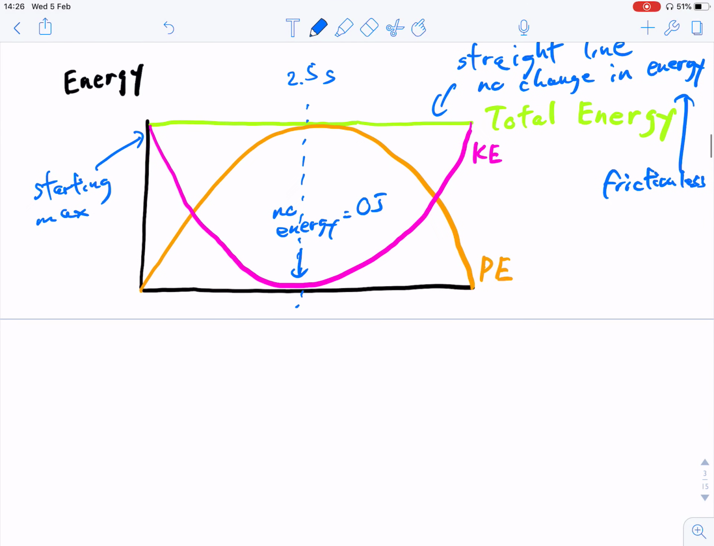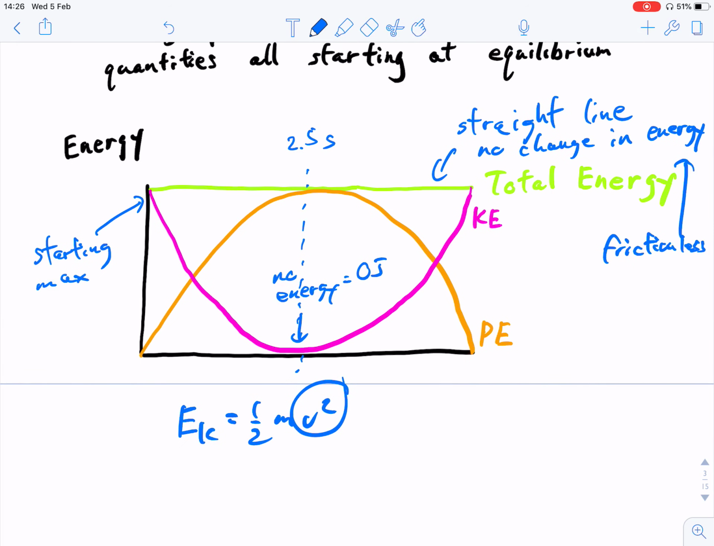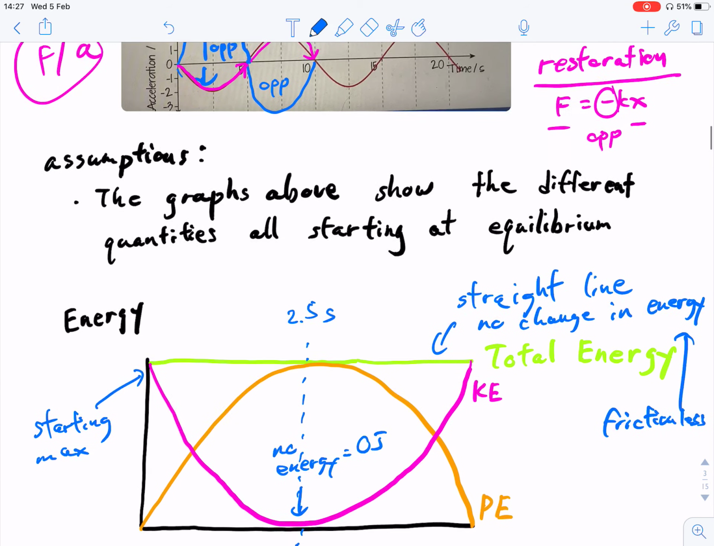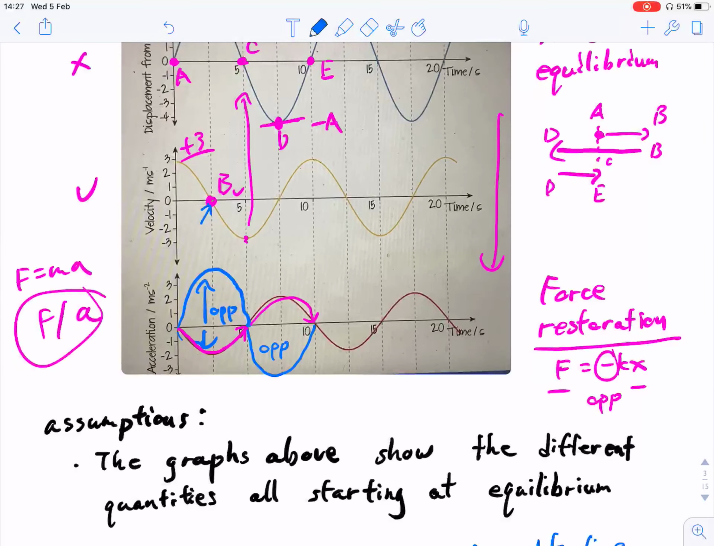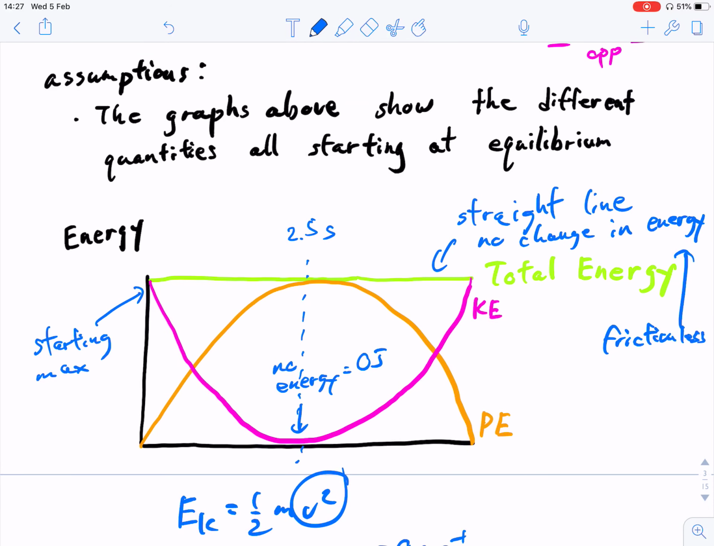And again, if we just pull this up, EK is 1/2 mv squared, right? So when it's not moving, when v equals 0 meters per second, of course we're going to get no energy as a result of that. And likewise, at the top of the graph, at our starting point, we have the highest velocity, and that also gives us our maximum starting energy.